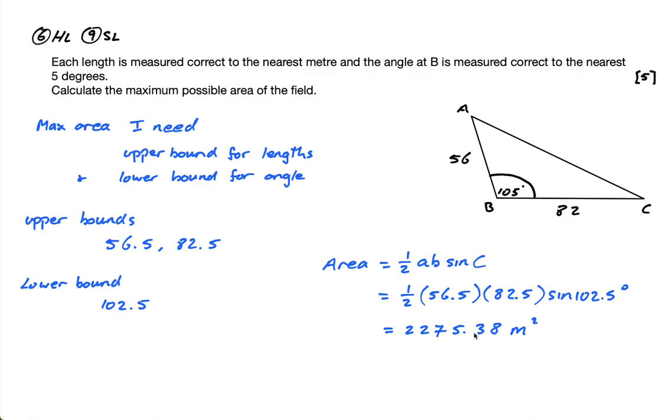Does that kind of make sense? Well, yeah, not bad, because if this was a rectangle, 80 times 50 is 4,000, so something close to that. I always like to just check that the answer is not totally crazy. So yeah, that seems about right. Okay, that's it for question 6 HL, 9 SL.